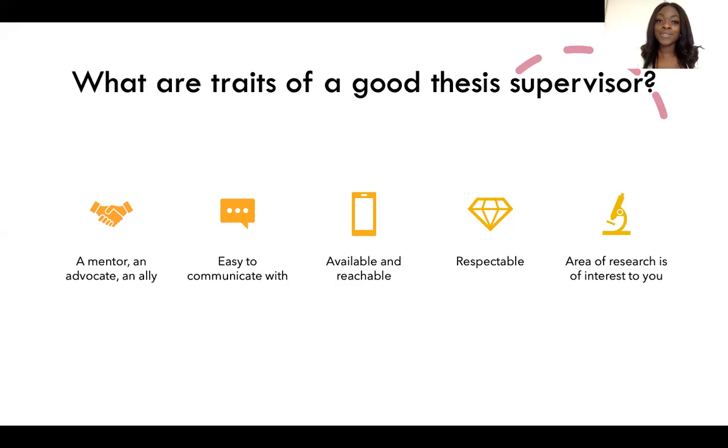So that's what I'm saying. It's very important to do your research on your potential thesis supervisor. Talk to people in the faculty. Look through their group and talk to people and make sure that it's someone that you know can respect you and someone that you can respect as well. An important thing as well is to also make sure that the area of research is of interest to you.